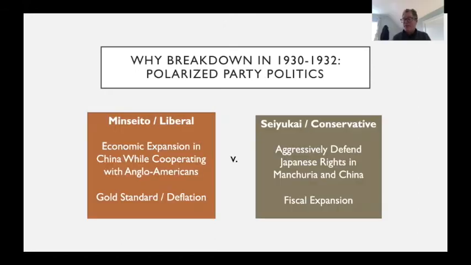Okay, so the other main explanation that you certainly get in the reading that you've done for this week, and I'll just outline here at the end of today's lecture, is the emphasis on the polarization that had emerged between the two democratic political parties, Seiyukai and Minseito.